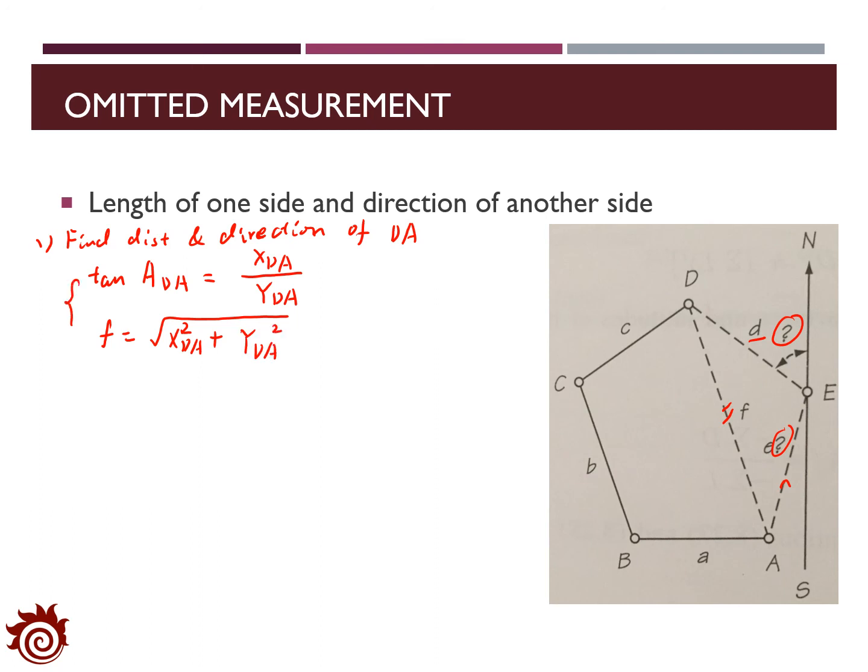In the second step, we want to find out the angle between the line A to E and A to D. Say this is alpha A. We have alpha A equal to the azimuth of the line A to E minus the azimuth of the line A to D.